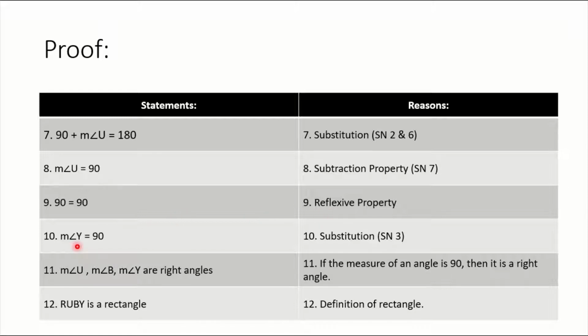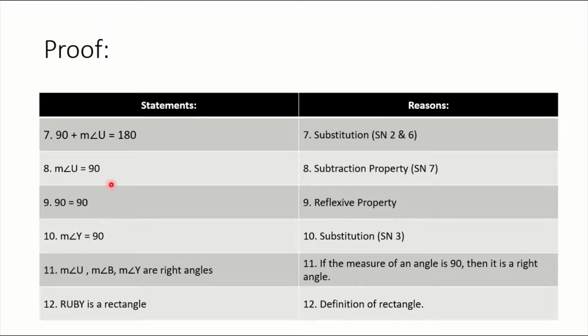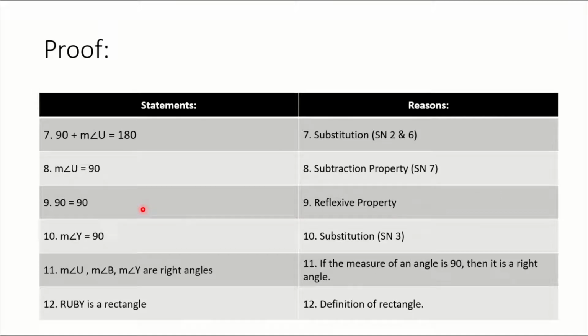So the measure of angle Y in number 10 is 90. Why? It is because of the substitution in statement number 3. Ito yun, angle U. Angle U is congruent to angle Y. Angle U yun, di ba? Pinalitan natin yung R kanina. Angle U dapat to. Angle U is congruent to angle Y. And ang sabi, the measure of angle U is 90. Therefore, the measure of angle Y is also 90. So we have concluded again that the measure of angle Y is 90 degrees.